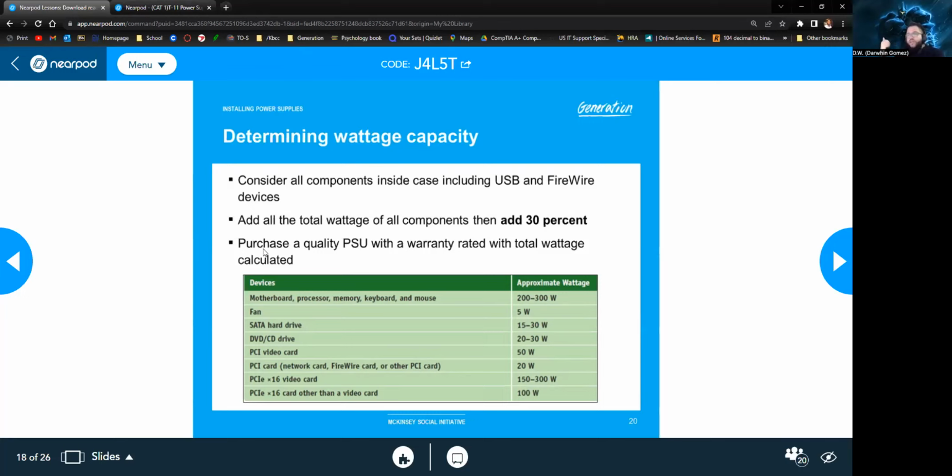You should purchase quality power supply units that have a warranty rating and that have their total wattage calculated, because it'll make life easier for you.